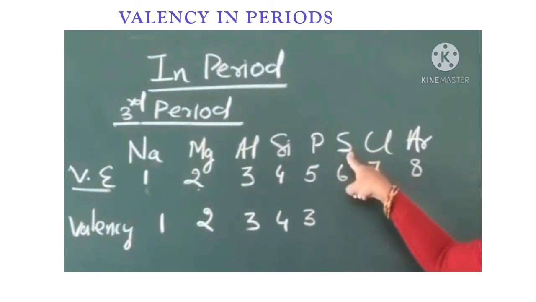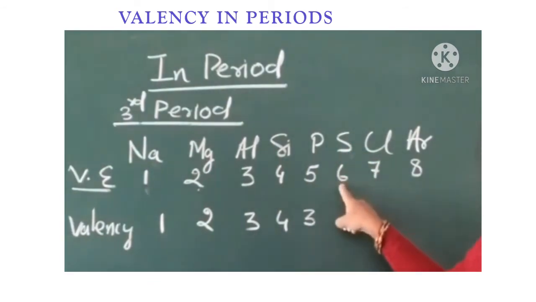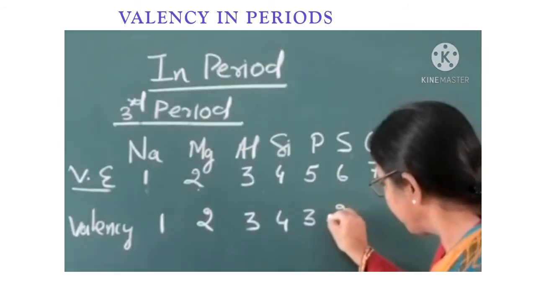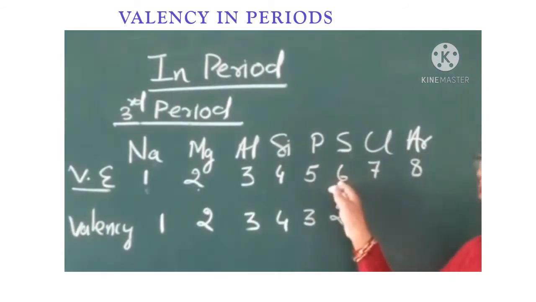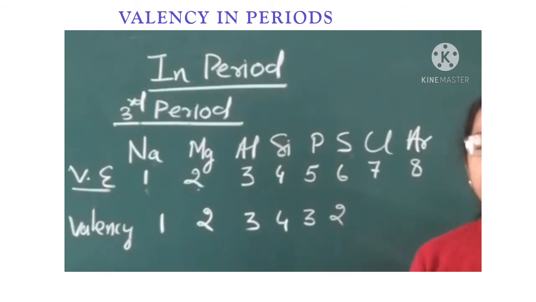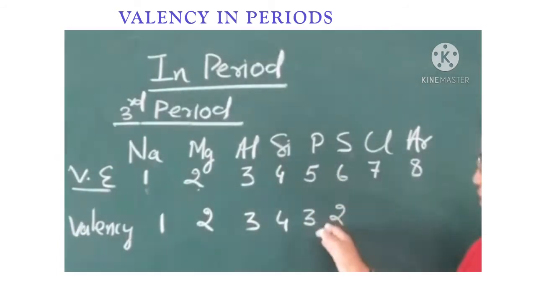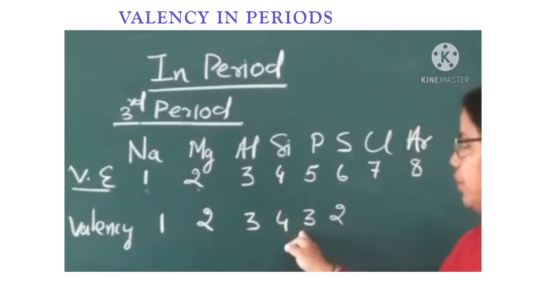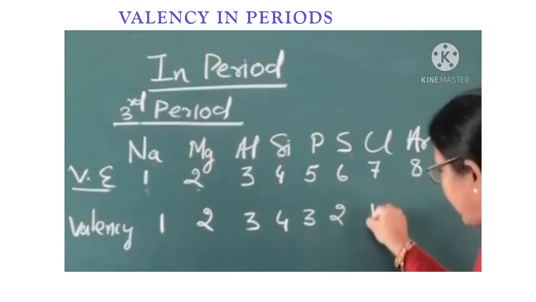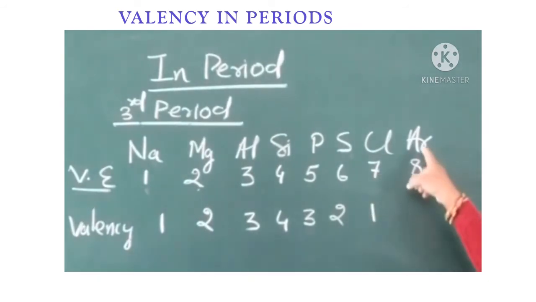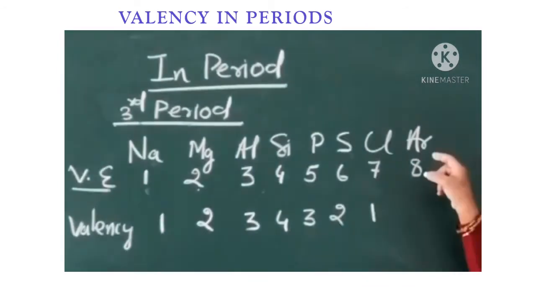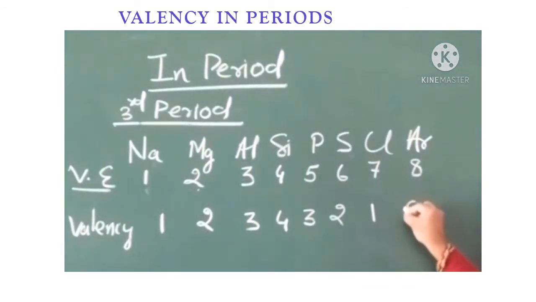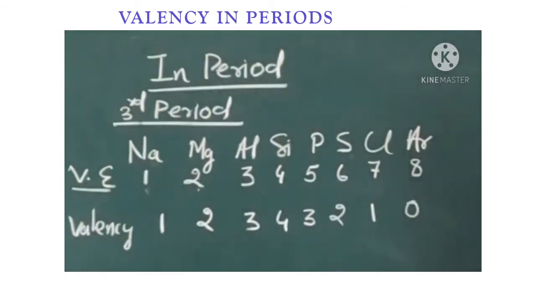Next come to sulfur. As it has 6 valence electrons, either you can say 8 minus 6 is equal to 2, or in terms of gaining of electrons, as sulfur has 6 electrons, it requires 2 more electrons to complete its octet and hence the valency of sulfur is 2. Chlorine 1, 8 minus 7, 1. Argon, its valence electron is 8, it already has a complete octet, so its valency is 0, or we can say 8 minus 8, 0.